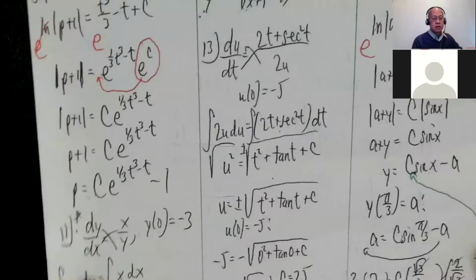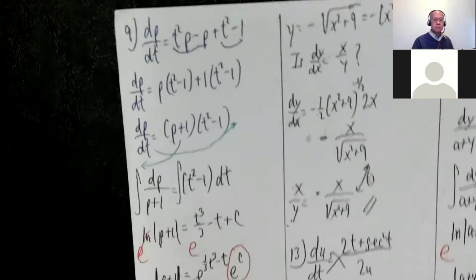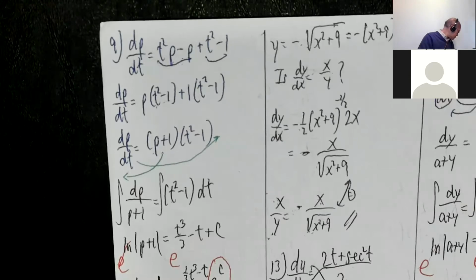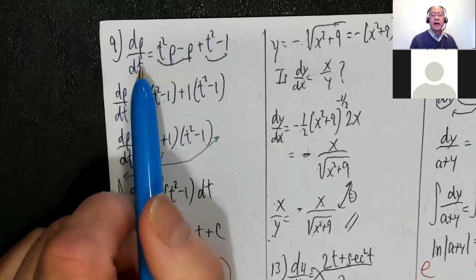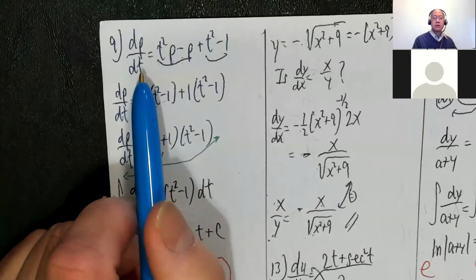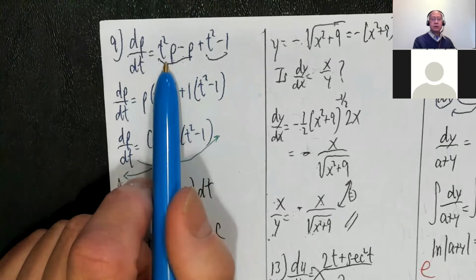Let's see, number 9 actually was assigned. So I'll show you number 9. Okay, dp/dt is all this. So yeah, we don't have to use y and x. We could have dp/dt is all this stuff.